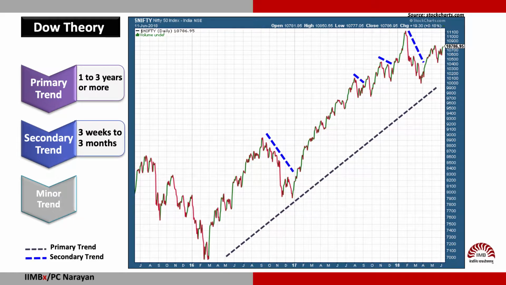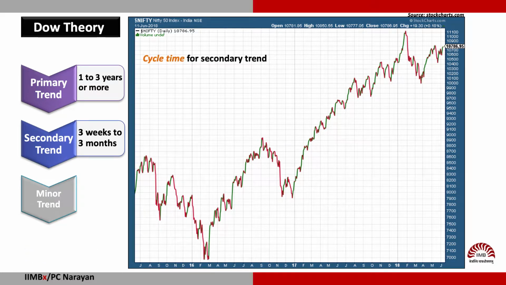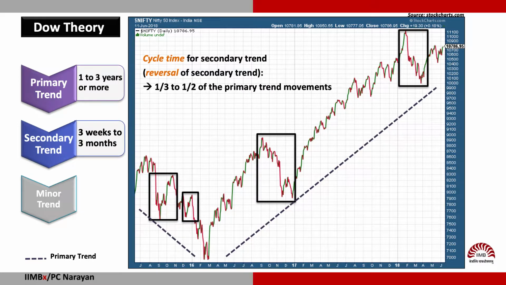And as you can see in the graph on your screen now, an upward primary trend could comprise of secondary downward and upward trends. In other words, from a higher high to a lower high will be a primary downward trend. The secondary trend could be from a lower low to a consecutive higher low. The cycle time for a secondary trend, that is the reversal of the secondary trend, could be 1/3 to 1/2 of the movements in the primary trend.